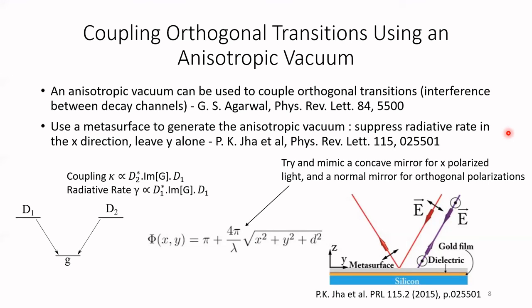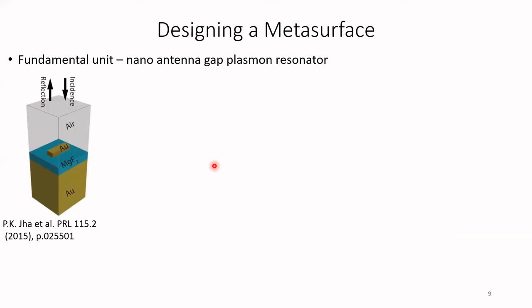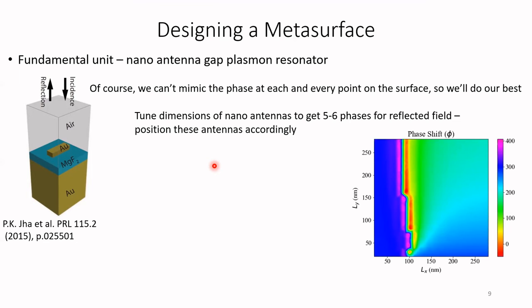And with that, one of the co-authors on my paper showed in 2015 that you can actually design such a metasurface which achieves this exact thing and will suppress the radiative rate in the X direction and leave the Y direction alone. Now, since we're running a little short on time, I'll quickly talk about how one would actually go about designing a metasurface.